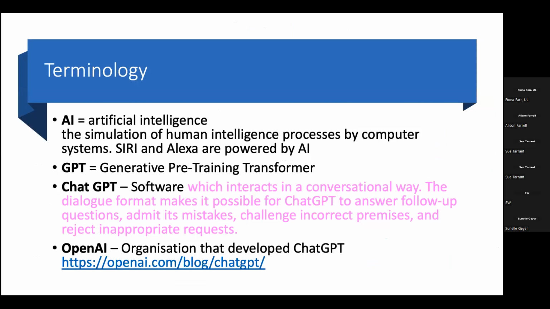So terminology, Sue, talk us through the basic terminology. We wanted to not get too techy, but I'm always conscious that people might not be appraised of some of these things. AI stands for artificial intelligence, and it's a simulation of human intelligence processes by computer systems. Things that you might be familiar with, even if you don't personally use them, are Siri and Alexa. They're powered by AI. The GPT bit stands for Generative Pre-Training Transformer. And this ChatGPT software is owned by OpenAI.